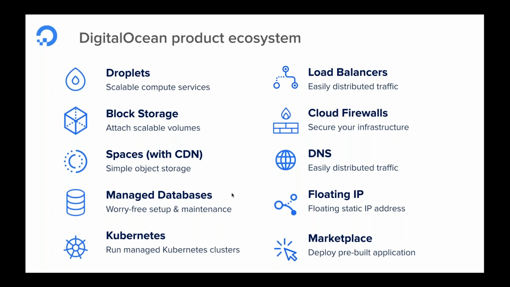Managed databases, like I mentioned earlier, Postgres, MySQL, and Redis. Kubernetes clusters can be set up, and they support things like auto-scaling of nodes, and I think we support 3 different versions. Then we have load balancers to help easily distribute traffic, and cloud firewalls to secure all of the droplet infrastructure with inbound and outbound rules. We can set up DNS, floating IP addresses, and Marketplace.